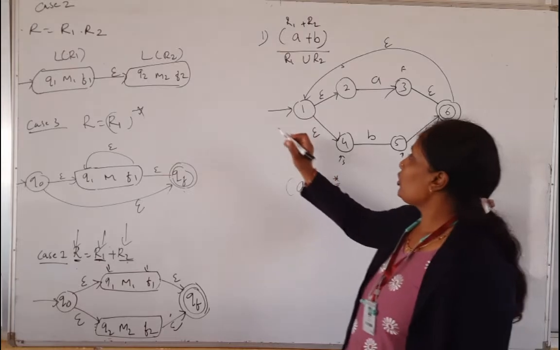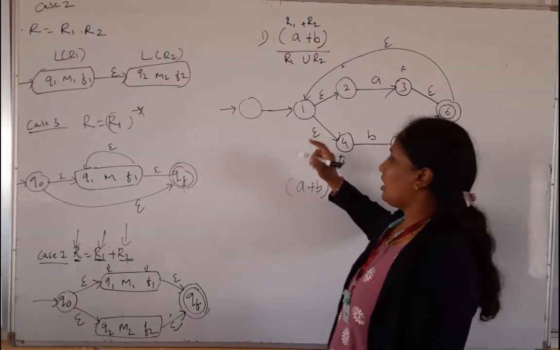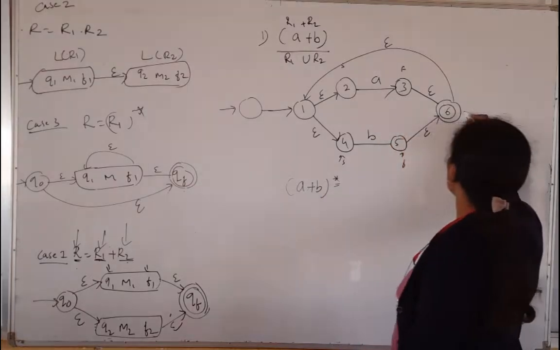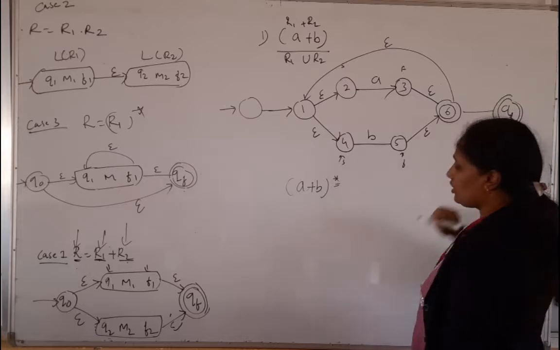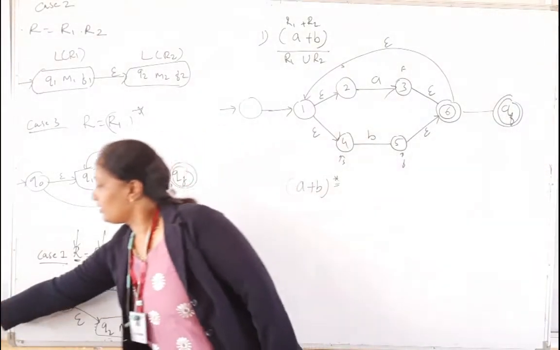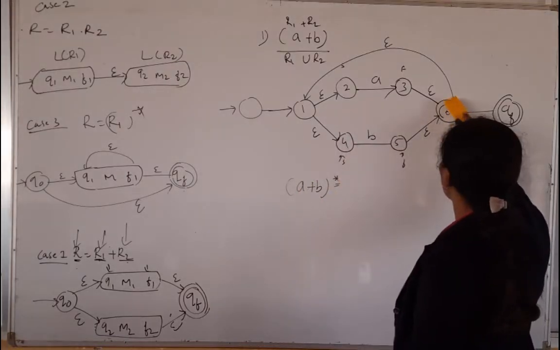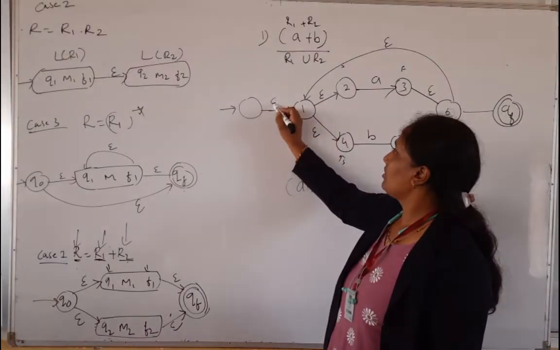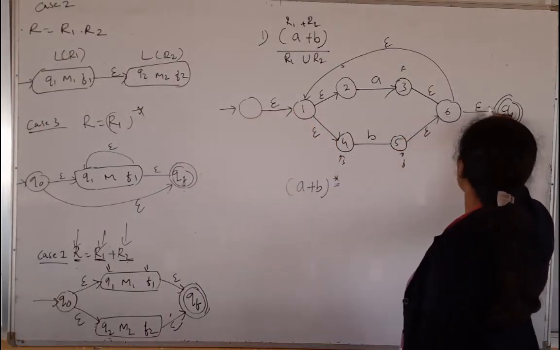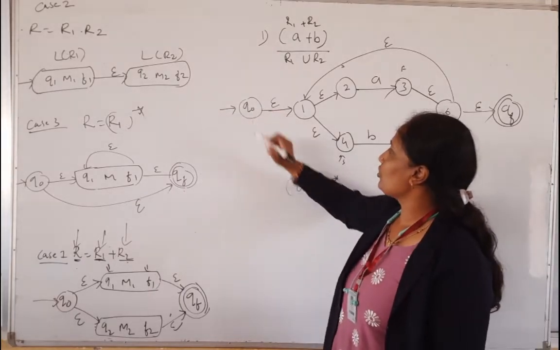After that, I am going to introduce a new start state, according to case number 3. Then I introduce a new final state, say QF. At that time, this becomes an intermediate state now. After that, I will show the epsilon transitions. Then I will name this as Q0.